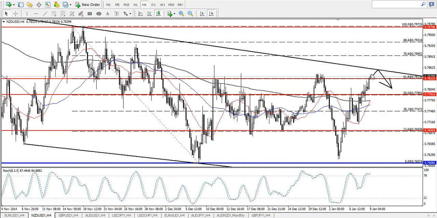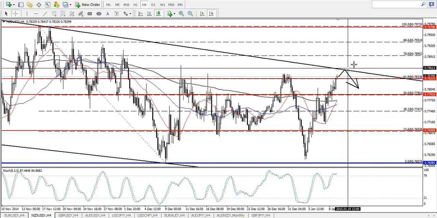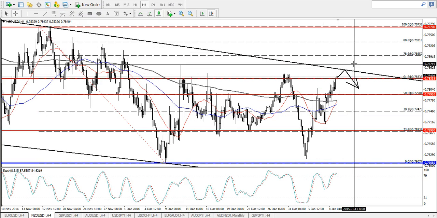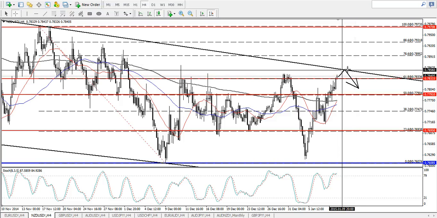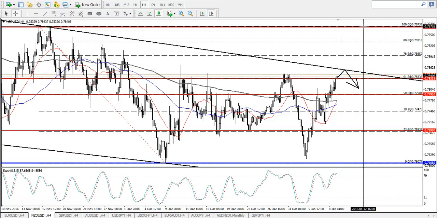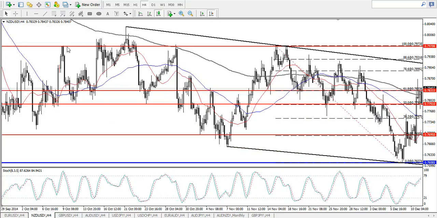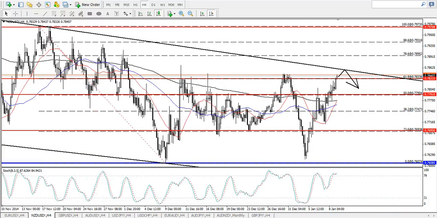But if we break above the trend channel itself, then the next resistance level that I'm going to look at is all the way back to the top at the price of 0.7973, based on the chart itself. So that's for the New Zealand dollar against the US dollar.